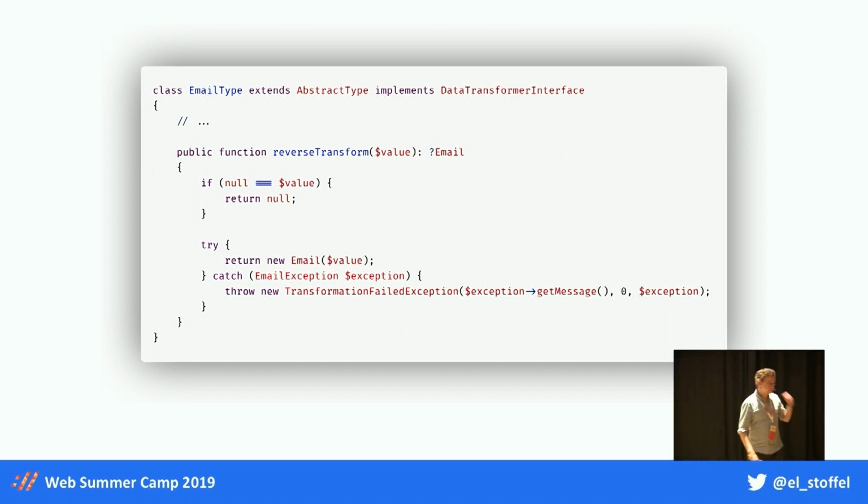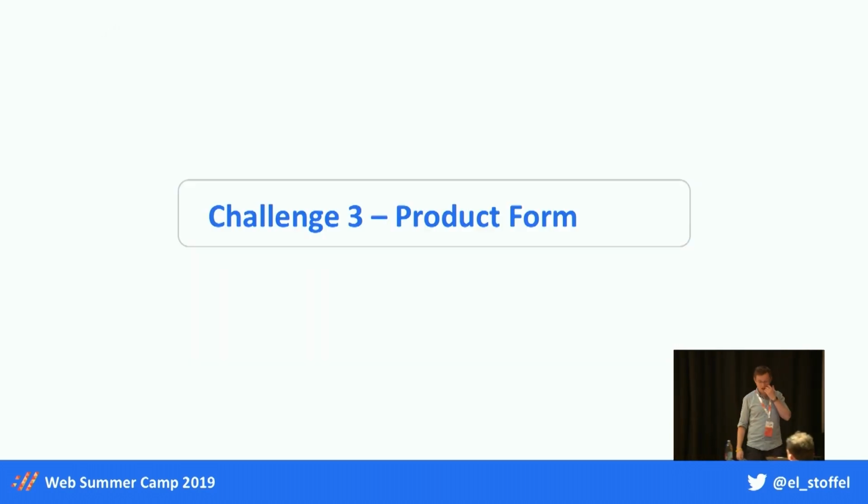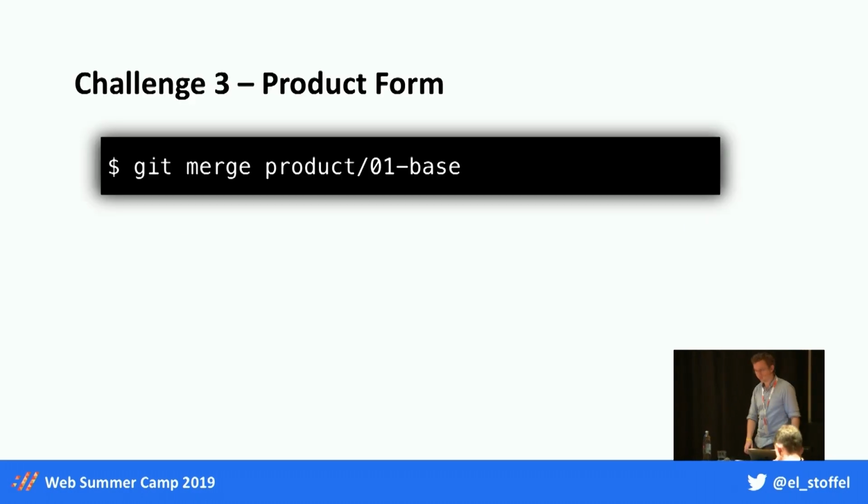So, next challenge. Next challenge is about the product form. And I quickly need to push that one. So, we created a category form, and now we are creating a product form. The product form is more advanced. So, that's the branch you need to merge.